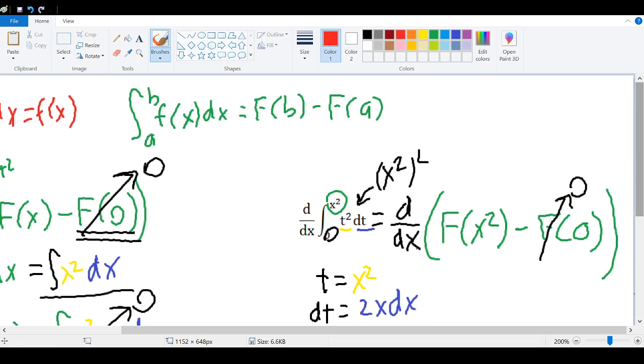All right, and this is how you would approach these types of problems where you have some function of x in the bounds of integration. So I hope this cleared up the confusion.